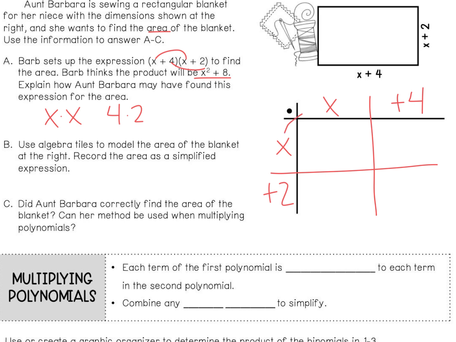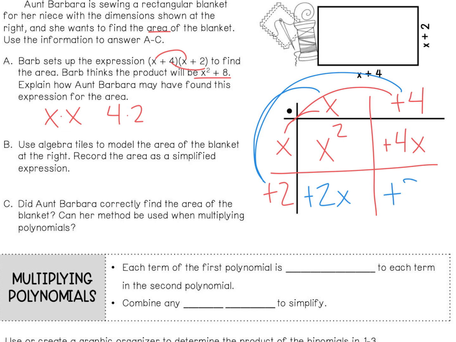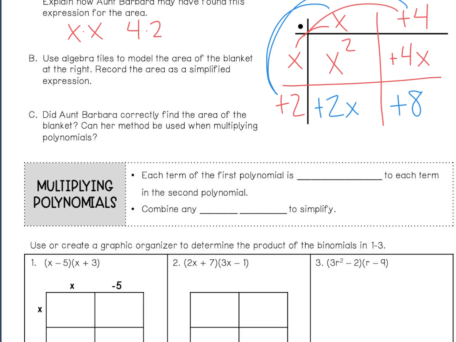So really, all we're doing is saying x times x is what? x squared. And then x times 4 is just 4x. Make sure you put a plus symbol there, because when we write out our terms, we need to connect them with symbols. And then we're done with our x's. So we're going to do 2 times x is 2x, and then 2 times 4 is 8. Then we write out what we just got, to record our area.